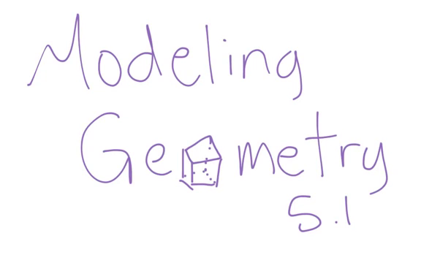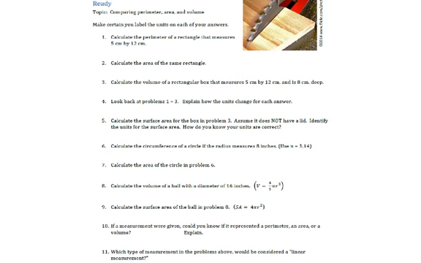Alright, let's take a look at Modeling Geometry 5.1, comparing perimeter, area, and volume. Okay? So basically, it looks like we're looking at a few different things.